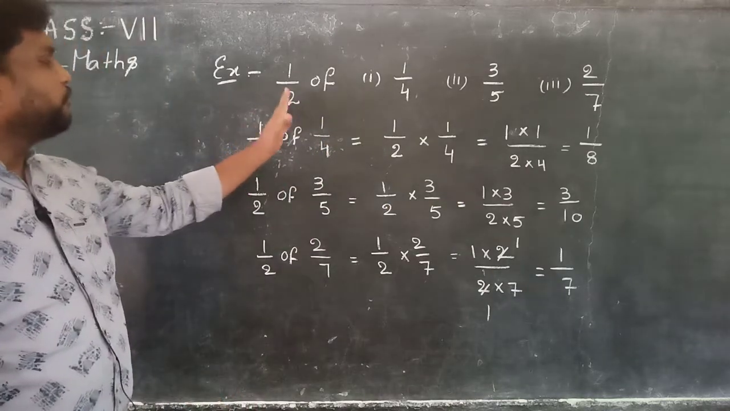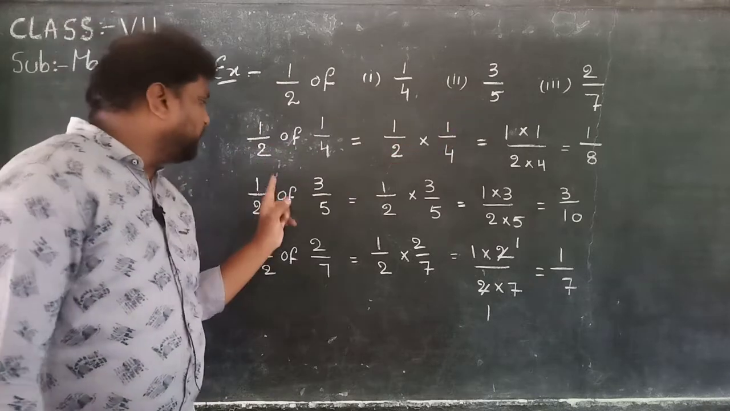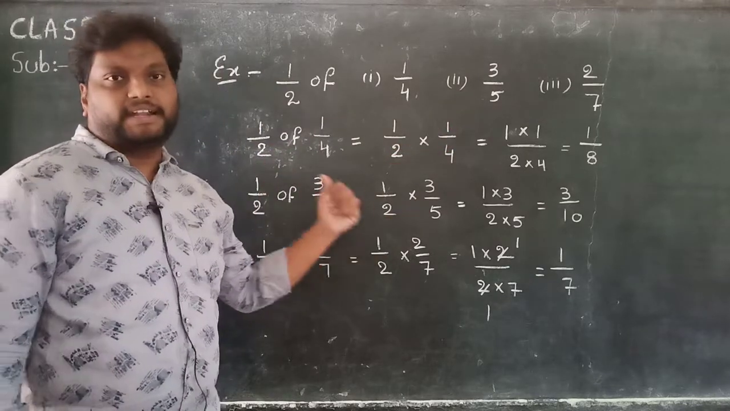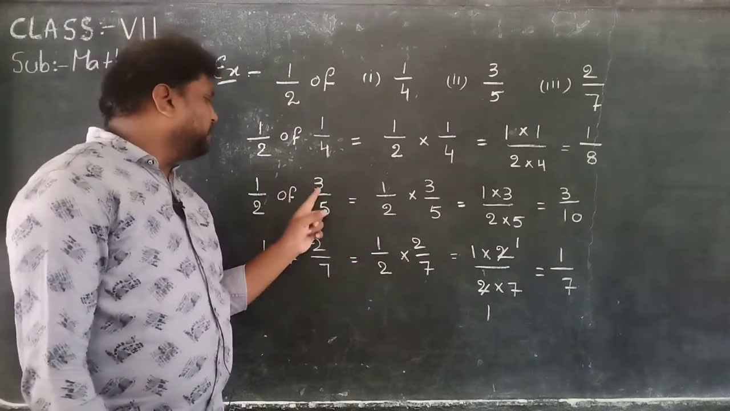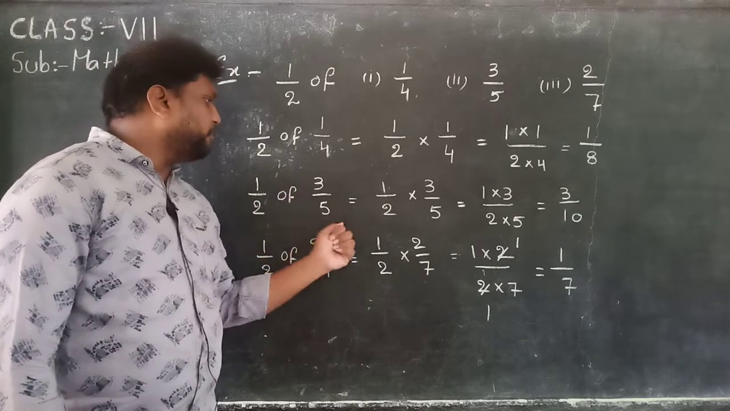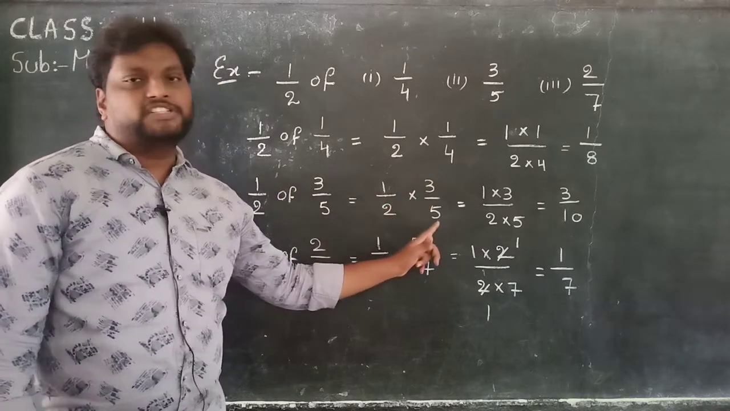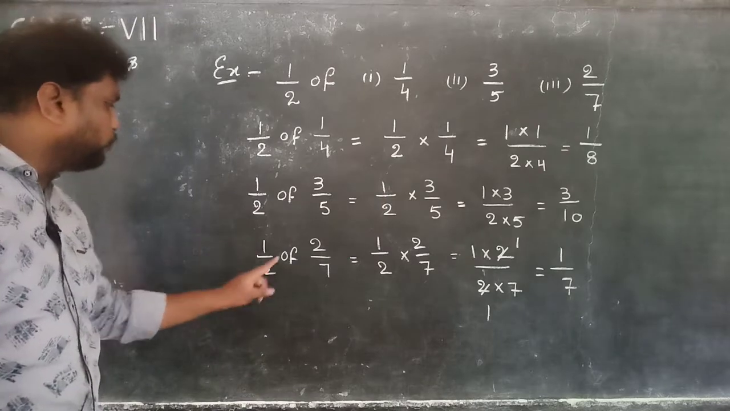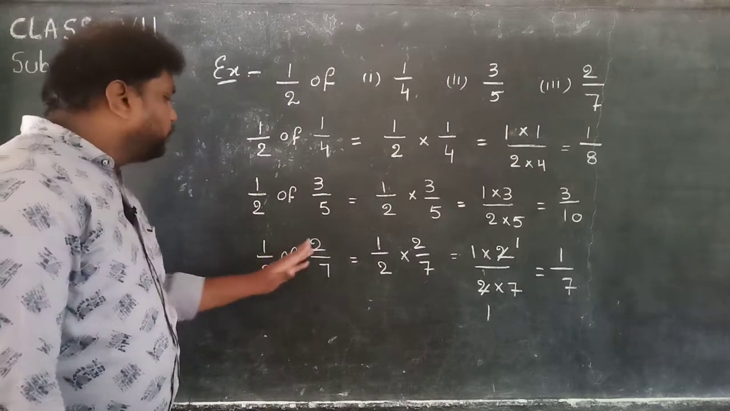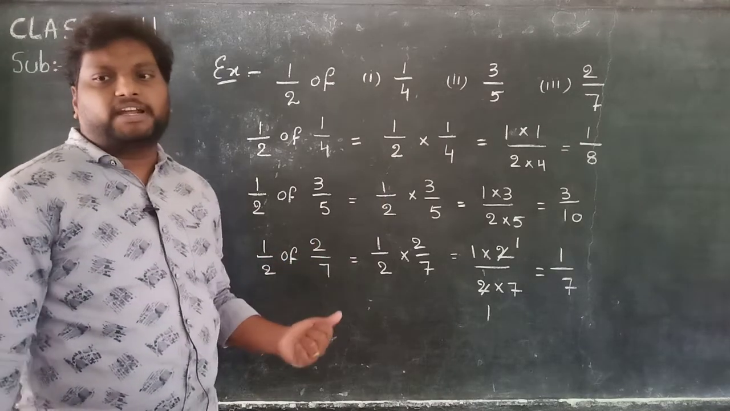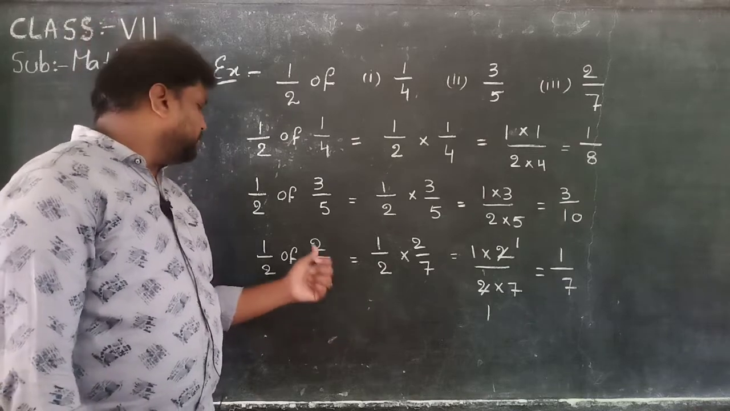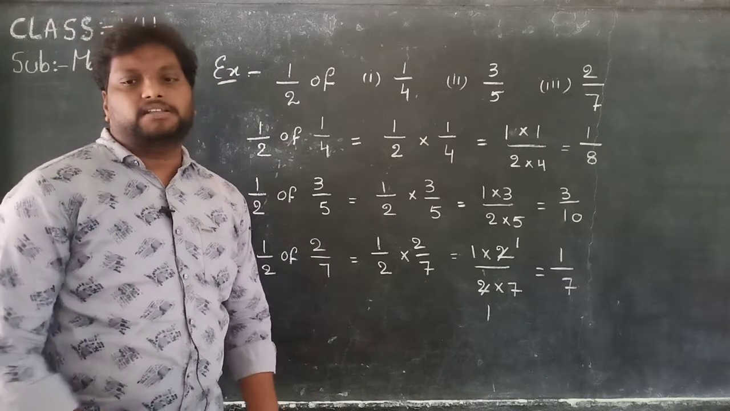Next, like that, 1 by 2 of 3 by 5 should multiply numerator with the numerator and denominator with the denominator. 1 by 2 of 3 by 5 means 1 3 jar 3, 2 5 jar 10. Last one 1 by 2 of 2 by 7. Here 2 is in numerator and 2 is in denominator. That's why cancellation is possible. That's why 1 by 7 is the answer.